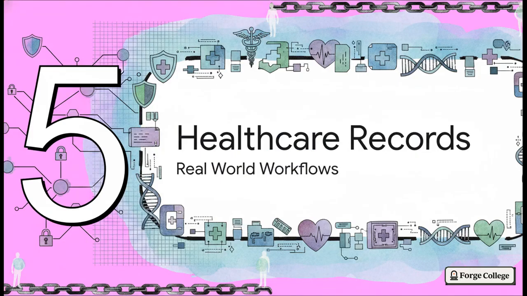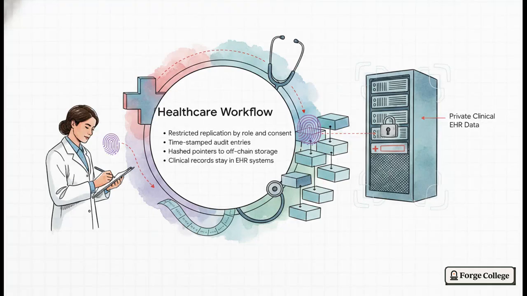Let's look at Section 5, Healthcare Records, Real-World Workflows. Now, healthcare arguably has the absolute highest stakes for both data provenance and patient privacy. In this environment, they use tightly restricted replication. They have to perfectly balance the legal necessity for an unalterable audit trail, like knowing exactly which doctor updated a chart and when, with strict patient consent. So the ledger mathematically proves the audit trail, but private, highly secured off-chain servers hold the actual clinical data.